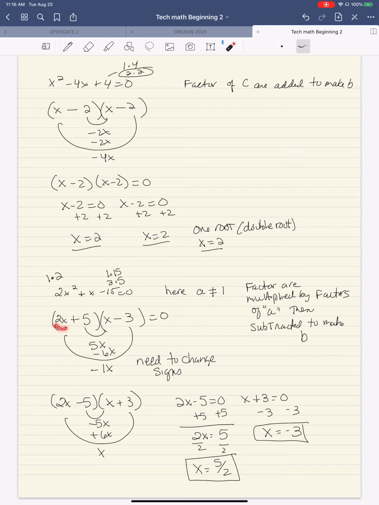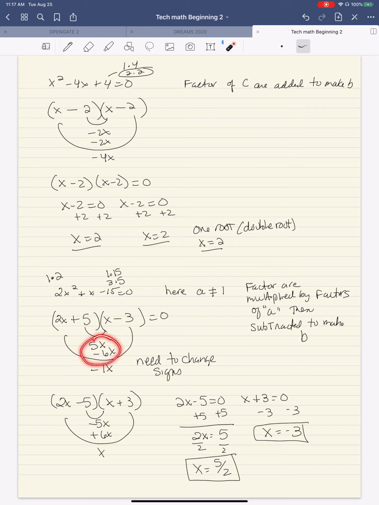So if I put a 2x and an x, right, 2x times x gives me my 2x squared. Now it's just a matter of me saying, is it 1 times 15 or 3 times 5? Chances are it's 3 times 5. It's hardly ever this one. So I'm going to put them in random order. I'll just put the 5 here and the 3 here. So the A factors go first. The C factors go second. So 5x times x is 5x, minus 3 times 2 is minus 6x.